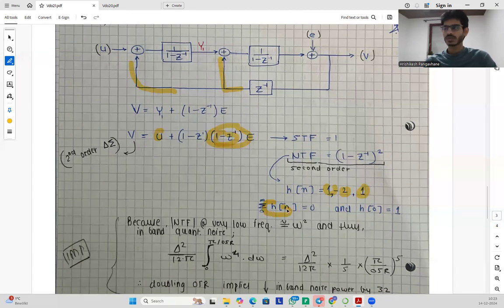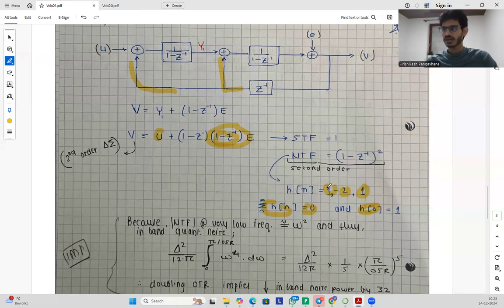So here also at DC we need 0 gain, right? For that, the sum of all the samples of the Z transform of the NTF must be 0.